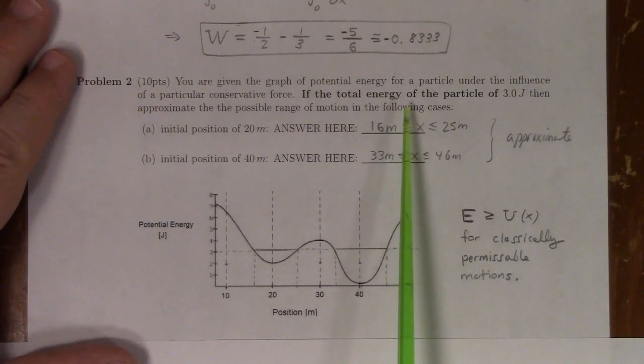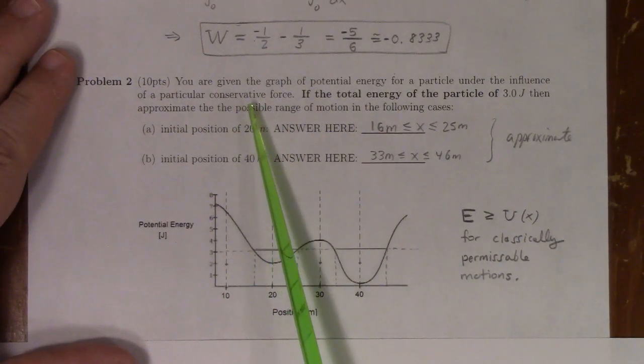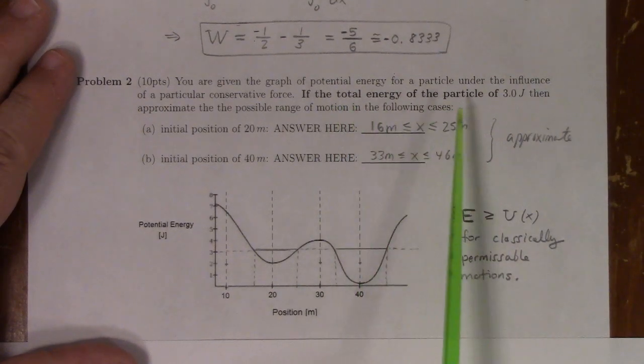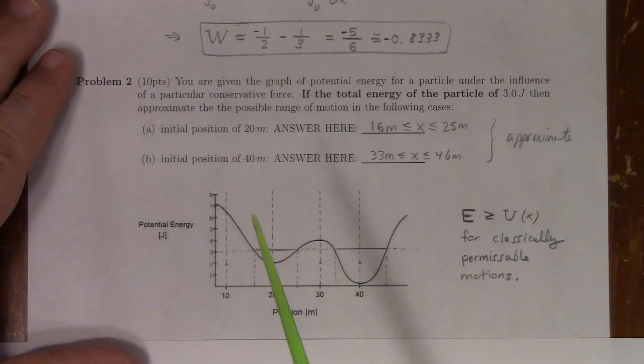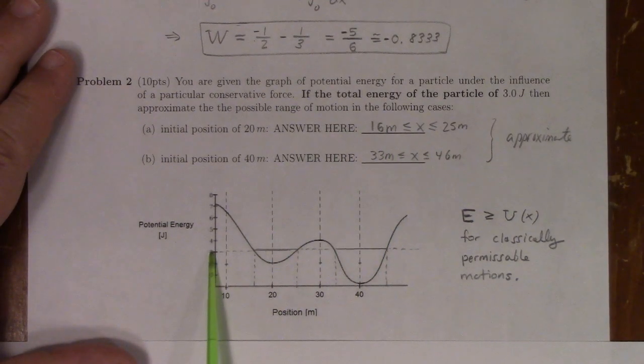You're given a graph of a potential energy for a particular particle under the influence of a conservative force, so that means the energy is conserved, right? I tell you the total energy of the particle is 3 joules, and so the idea here is just to think about where's the 3 joules. So here's the 3, and you look across here, and only in this region and in that region are you going to have that the total energy is larger than the potential energy. So these are the regions in which you'd have positive, or I should say non-negative, kinetic energy, which is the only thing that's physically, classically reasonable.